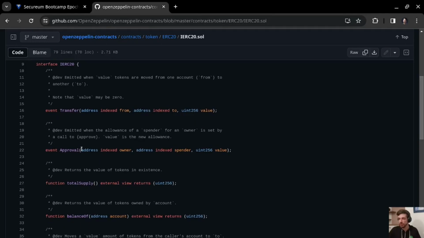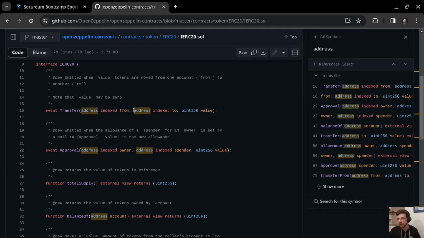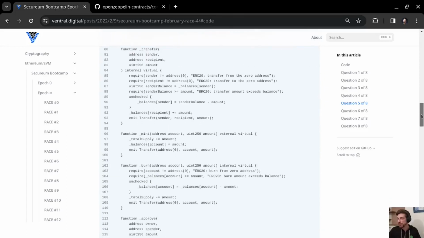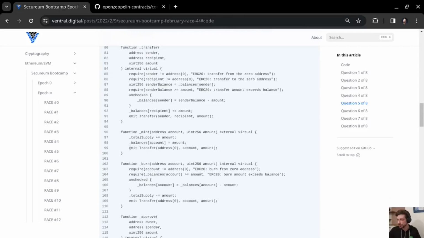One is transfer, one is approval. The first address is indeed the from address, which was in this case the address 0. The second one is the to address, which was the account, and the third parameter passed to this event is the amount, the value, which is being transferred. So all in all, we can say that the mint function's event emission is actually just fine as it is.